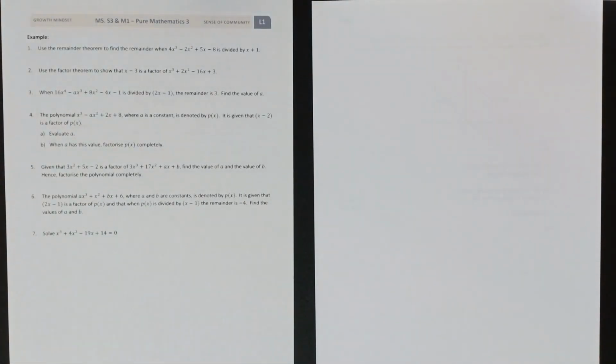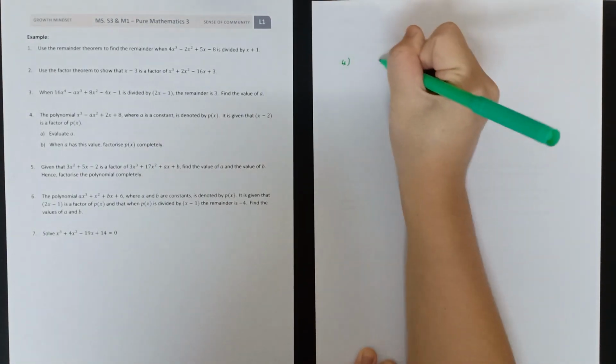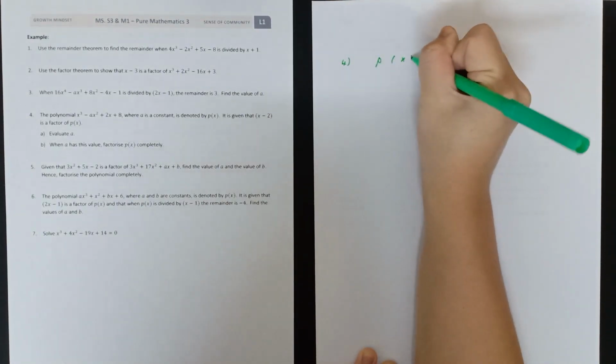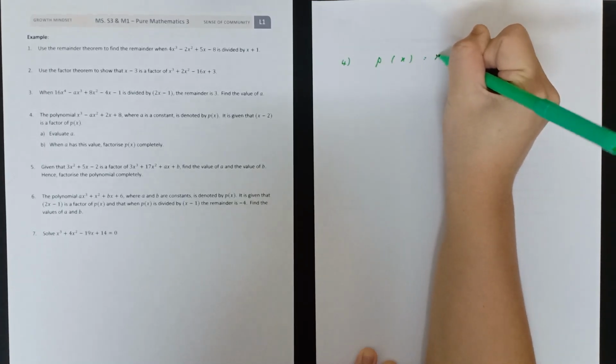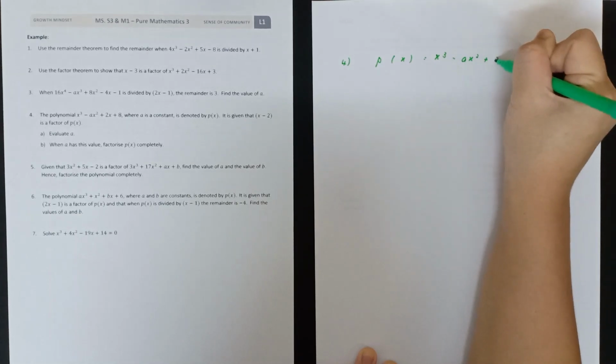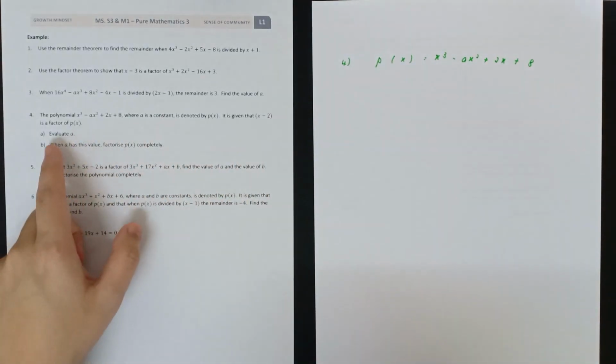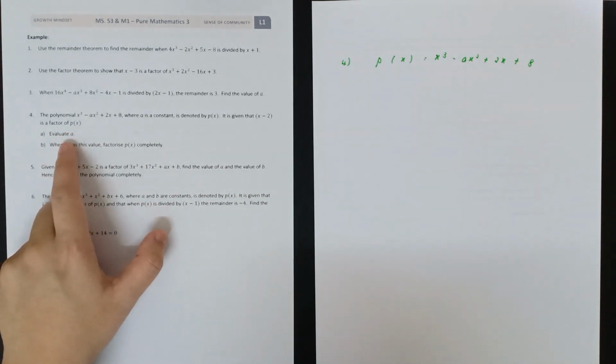So the polynomial x^3 minus ax^2 plus 2x plus 8 is denoted by p(x). So maybe let us write down first. p(x) equals to x^3 minus ax^2 plus 2x plus 8. So it is given that x minus 2 is a factor of p(x). (a) Evaluate a.